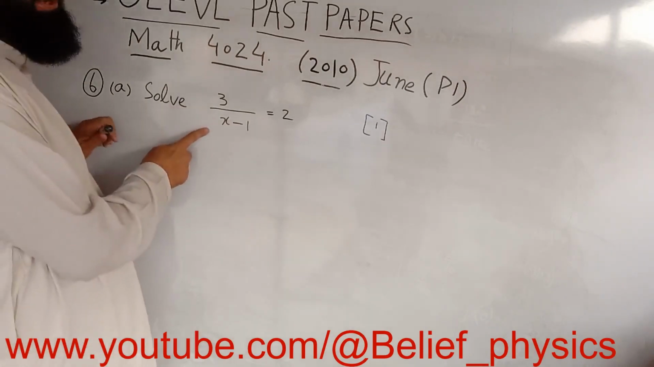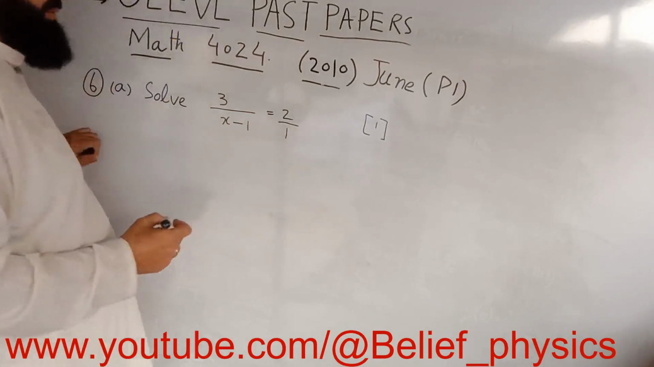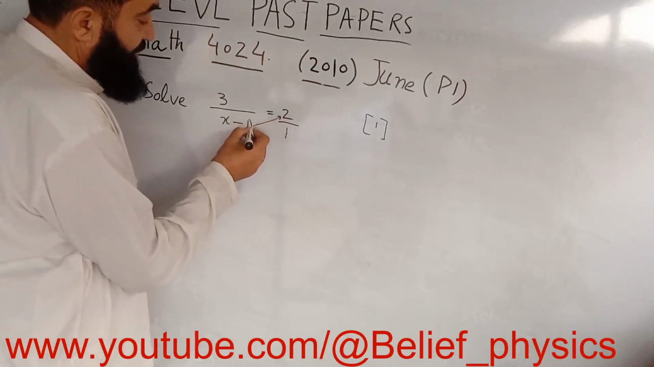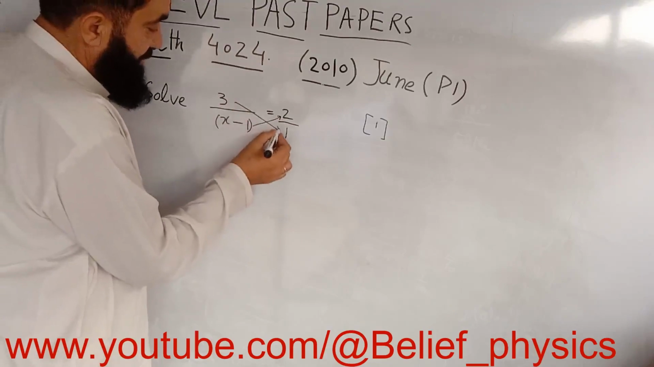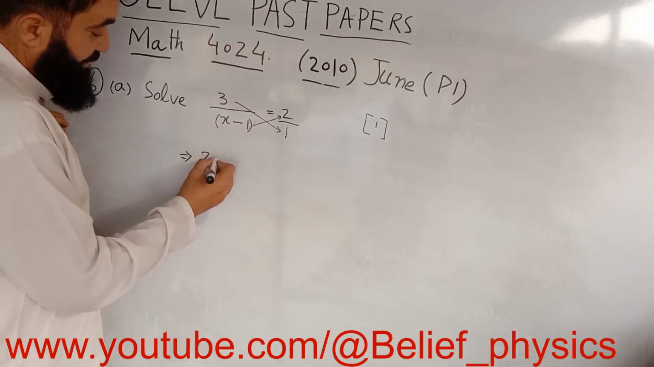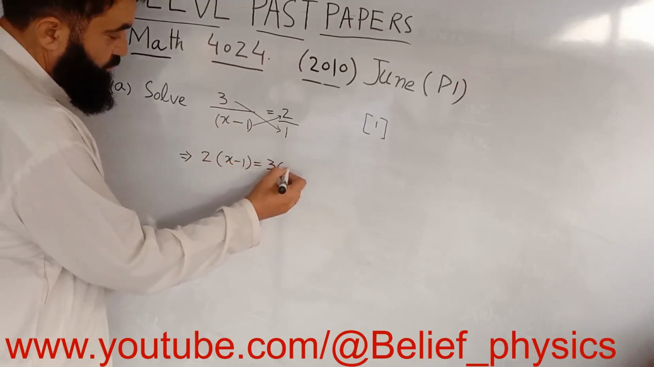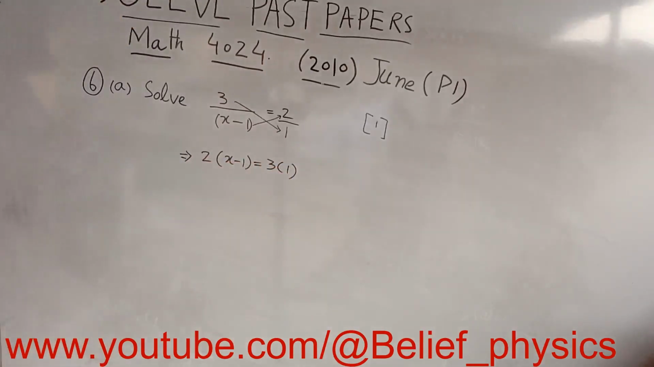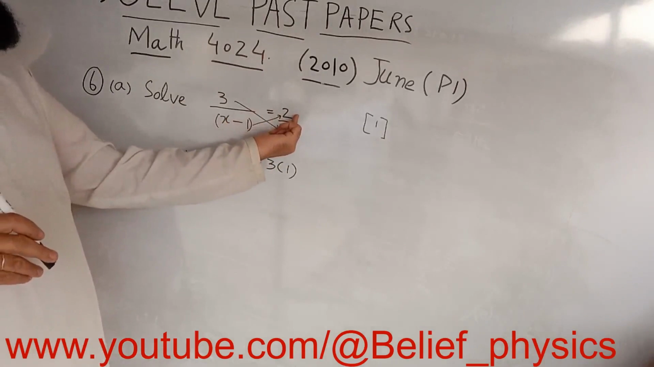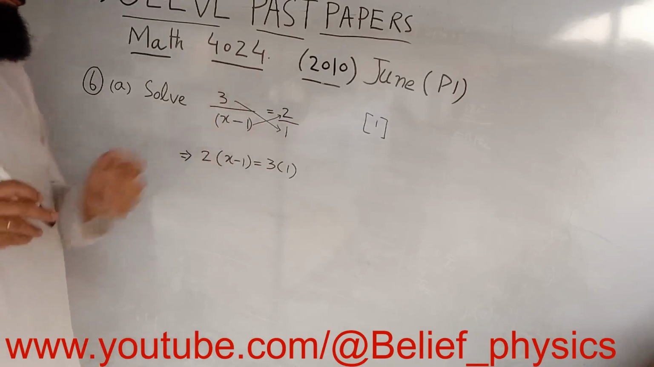So x is in the denominator here. First of all, we will do cross multiplication. That is, x minus 1 will be multiplied with 2 and 3 will be multiplied with 1. So we will have 2 into x minus 1 is equal to 3 into 1. Okay, we just take the cross multiplication. When we take x minus 1 to the right hand side, it is multiplied with 2, and 1 is on the left hand side, it will multiply with the 3.